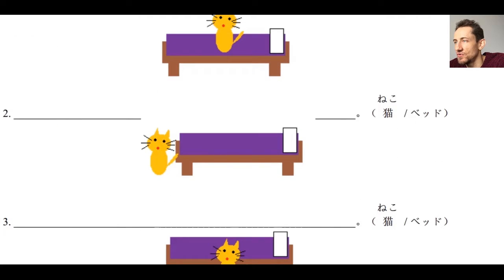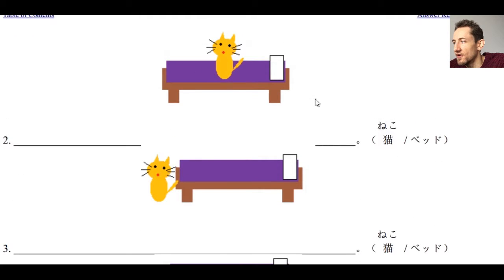And number 2, so we have 猫 and ベッド. So cat and bed. So of course the cat is on the bed. So how would we say that? So you can pause the video and answer.